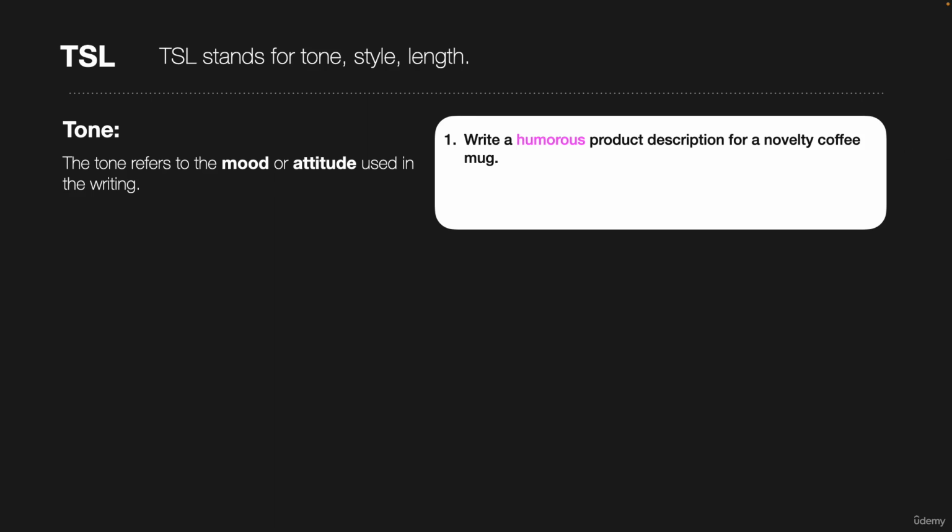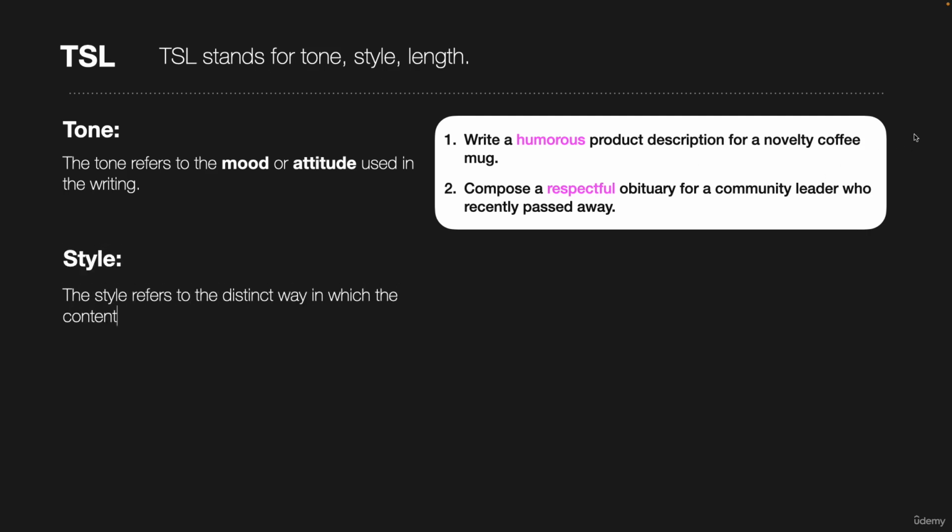Okay, let's have another example. Compose a respectful obituary for a community leader who recently passed away. So respectful here is changing the tone, changing the mood or the attitude, okay? So there are many different adjectives that you can use to change the tone of the response that ChatGPT provides us, okay? Let's go for the next one, which is style, okay?